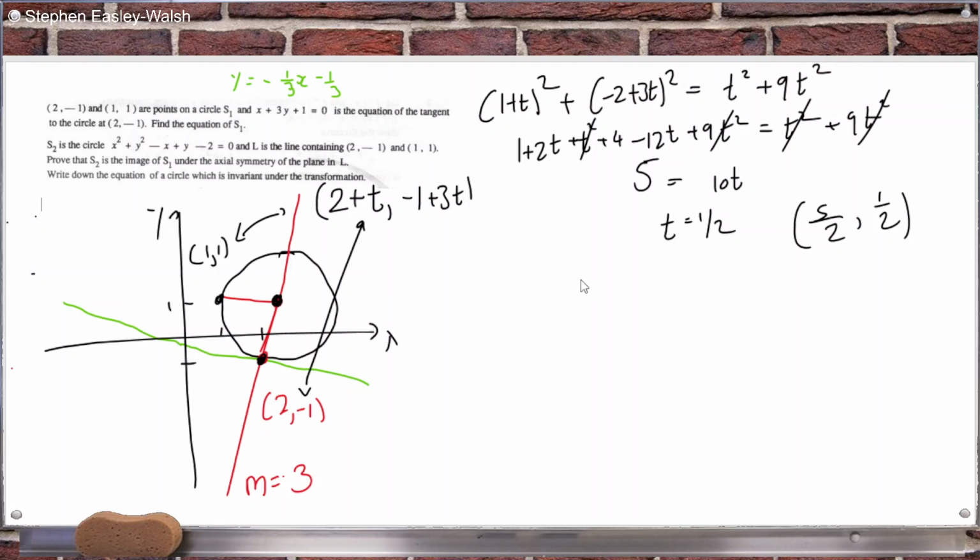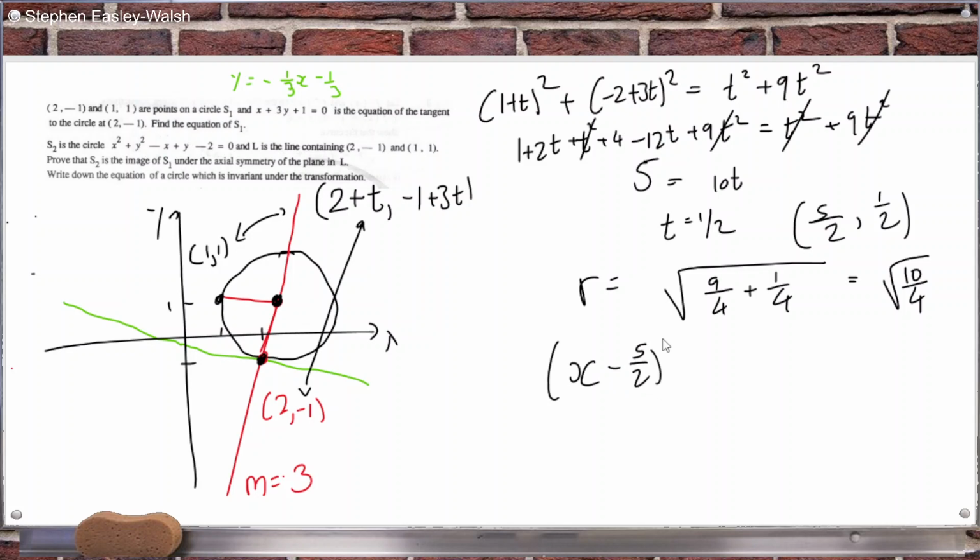And the radius would be the square root of (5/2 minus 1, which is 3/2) squared, plus (1/2 minus 1, which is minus a half) squared, which is a quarter. So that's root 10 over 4. So the circle is going to be (x - 5/2) squared + (y - 1/2) squared = 10/4.